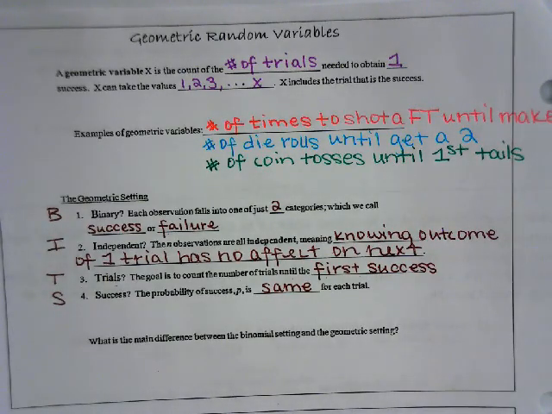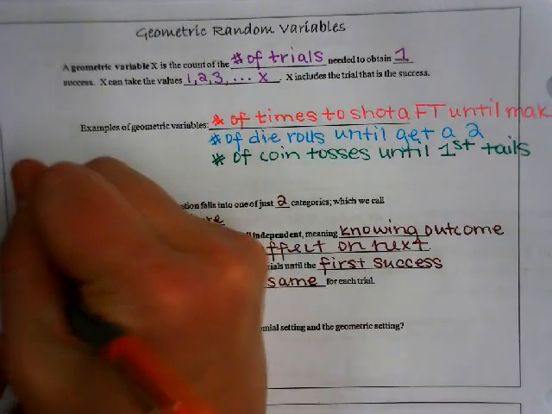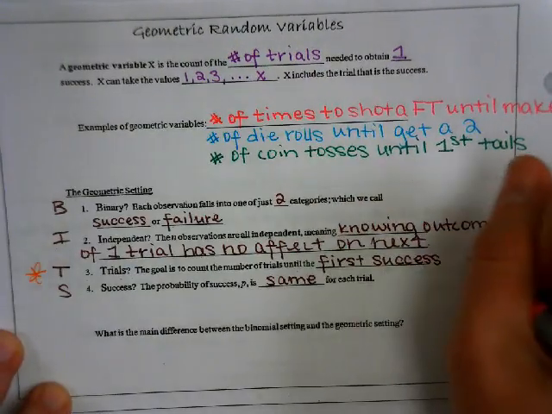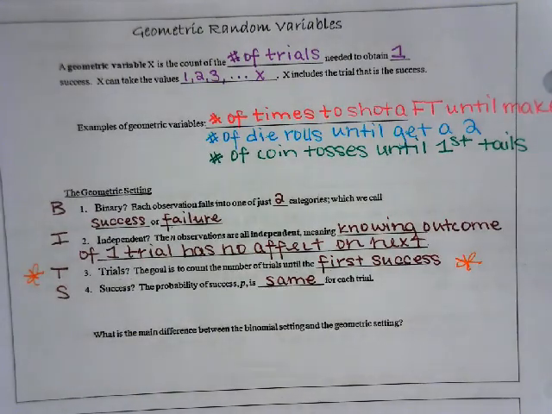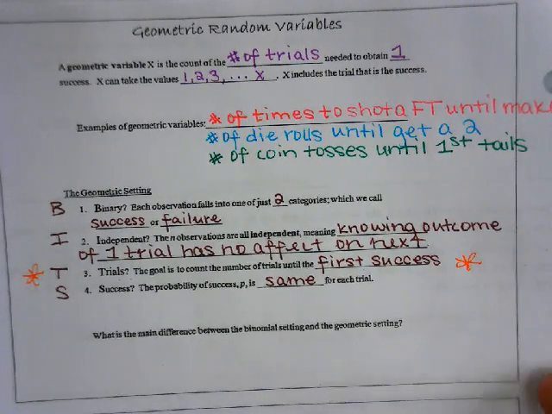Which one is the main difference? The N and the T. What did we change? We know how many in BINS. BINS means we have a fixed number of trials. Geometric means we're just going to go until the first success.